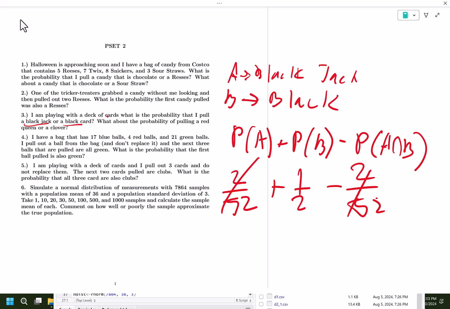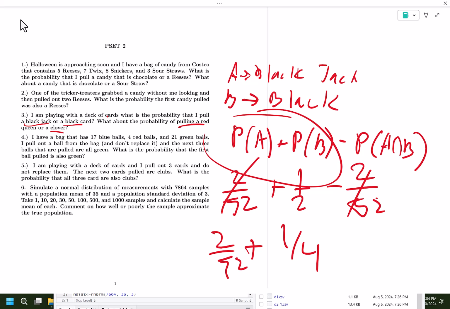Great. What about the probability of pulling a red queen or a clover? So a clover is one suit of a black card. So these are mutually exclusive events. So I can just do this part, PA plus PB. So what's the probability that I pull a red queen? So that's going to be 2 over 52 plus, what's the probability for a clover? So that's just going to be a 1/4 because it's a 1/4 suit. So there we go. Fantastic. That's our probability there. All right.